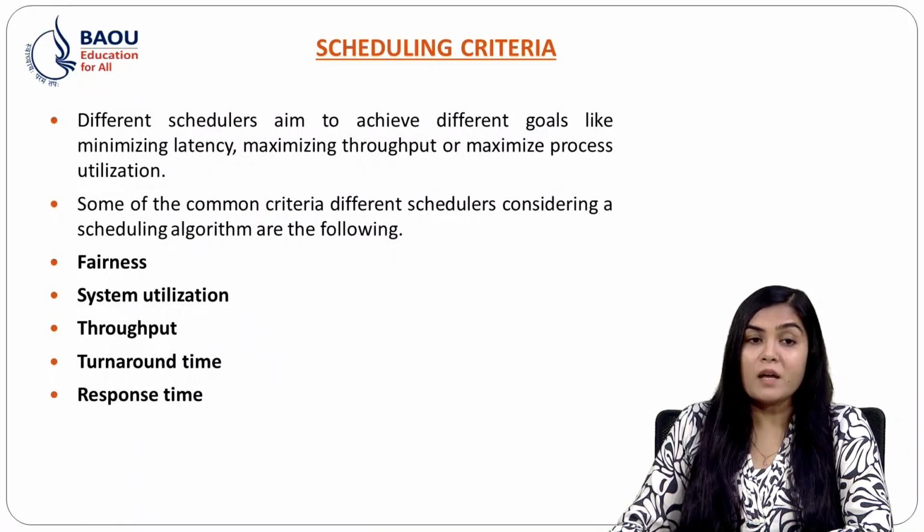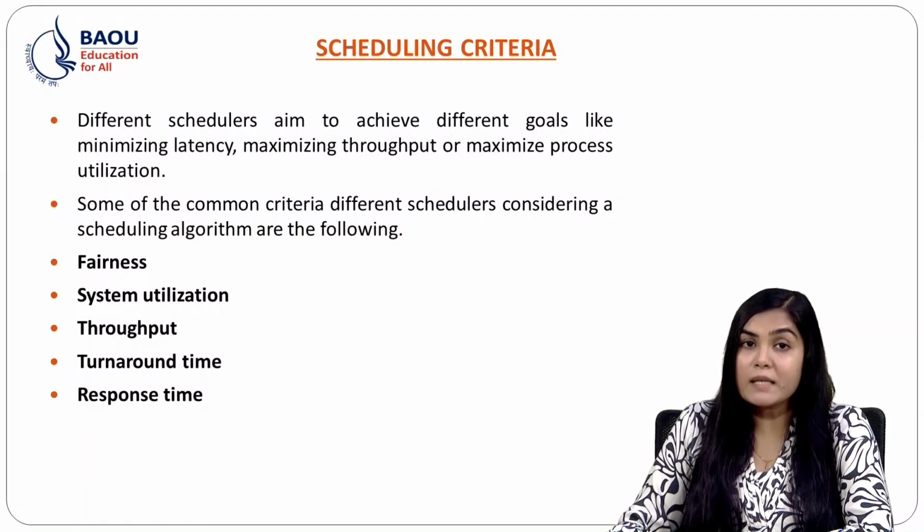First is fairness, second is system utilization, third is throughput, fourth is turnaround time, and fifth is response time. So let's understand. First is fairness. All processes should be able to use the CPU fairly, especially comparable processes. Fairness is a way in which the scheduler tries to allocate CPU to comparable processes at a comparable rate so that equitable access to resources is granted.